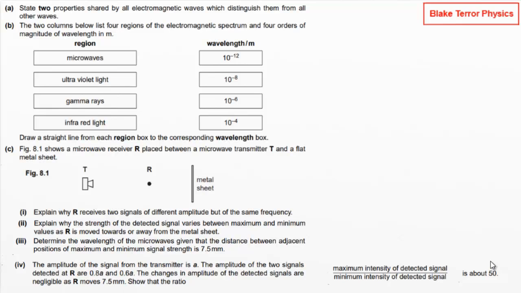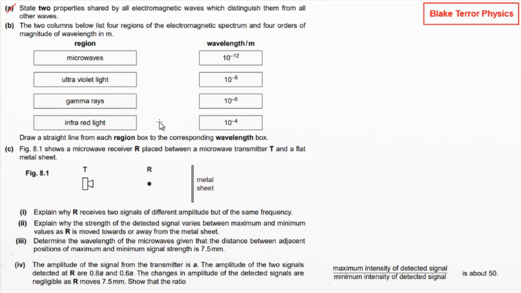We're starting here with: state two properties shared by all electromagnetic waves, which distinguish them from all other waves. I think this is how I started the last video. It shows how often this comes up, so I won't write it out again. They travel at the speed of light, c equals 3 times 10 to the 8 meters per second in a vacuum, and they're oscillating electric and magnetic fields. This comes up a lot. Just see the previous video if you want me to repeat the same thing.